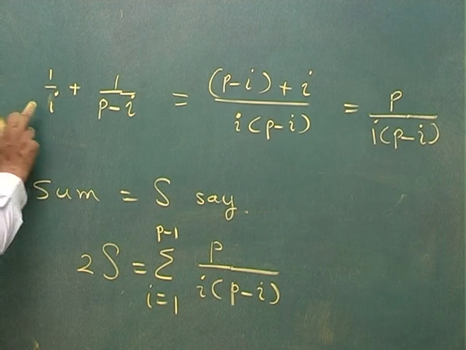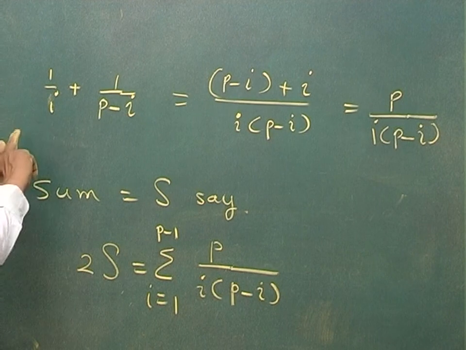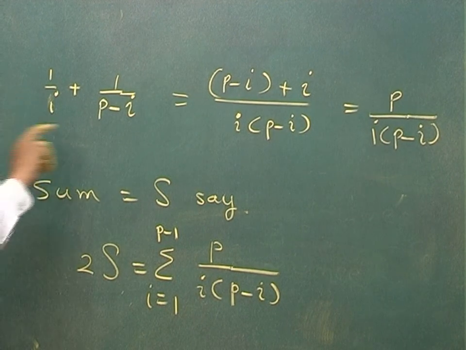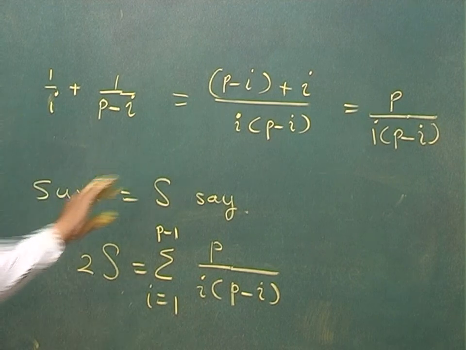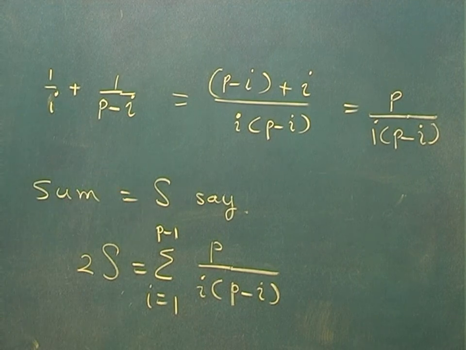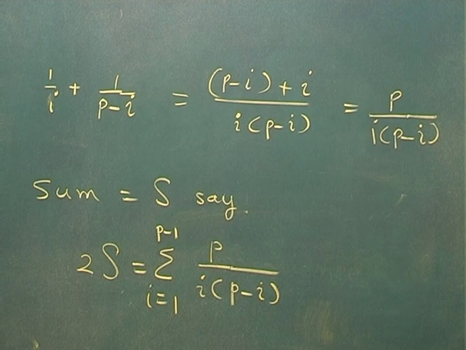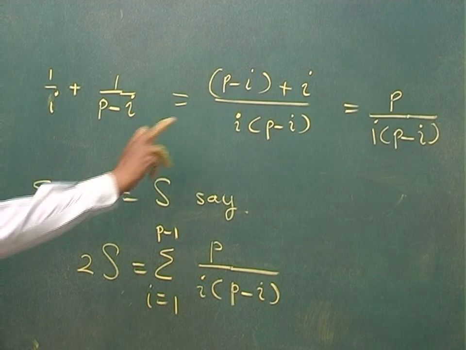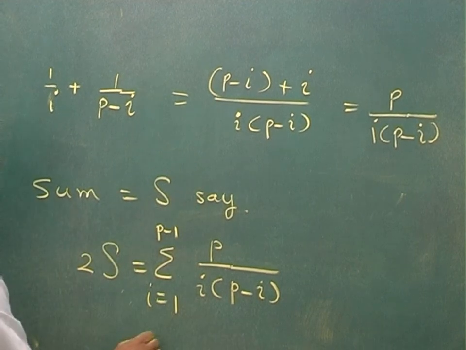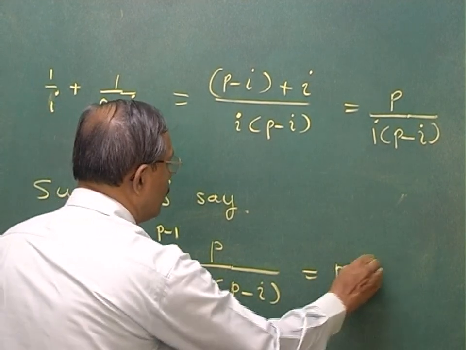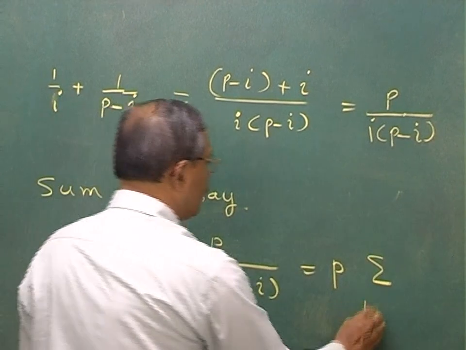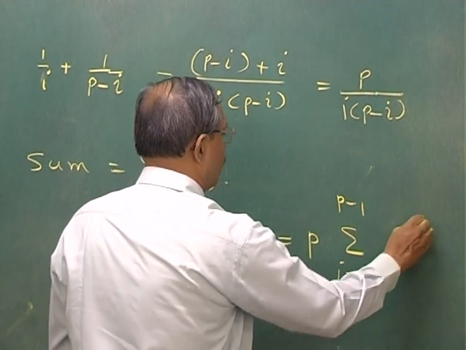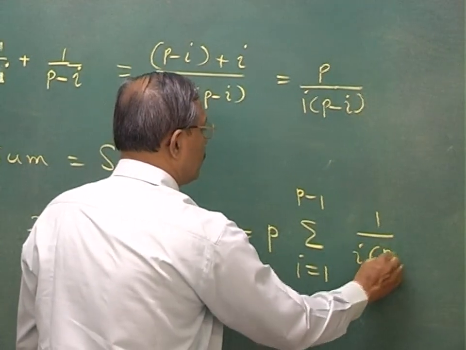This 2 times S means S and S together, you write it in the increasing order of i and then write in the decreasing order. So i and p minus i, 1 and p minus 1, 2 and p minus 2, etc. When you combine these, you get p into summation i equal to 1 to p minus 1, 1 upon i into p minus i.